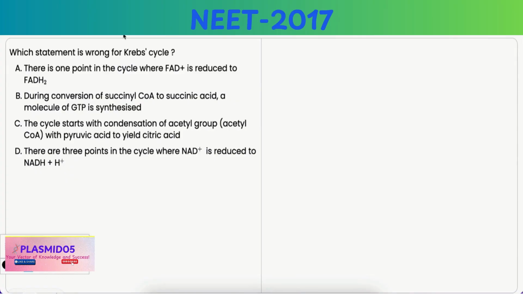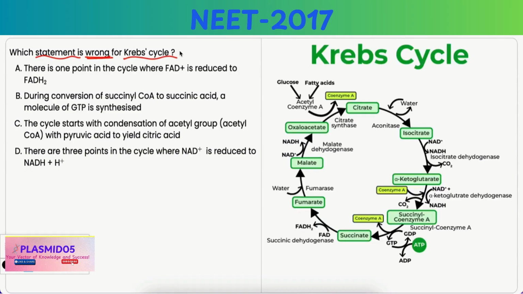In this question, you have to identify the wrong statement regarding Krebs cycle. Option A, there is one point in the cycle where FAD+ is reduced to FADH2. This is true. This occurs during the conversion of succinic acid to fumaric acid, where FAD+ is reduced to FADH2. Hence, it is incorrect option.